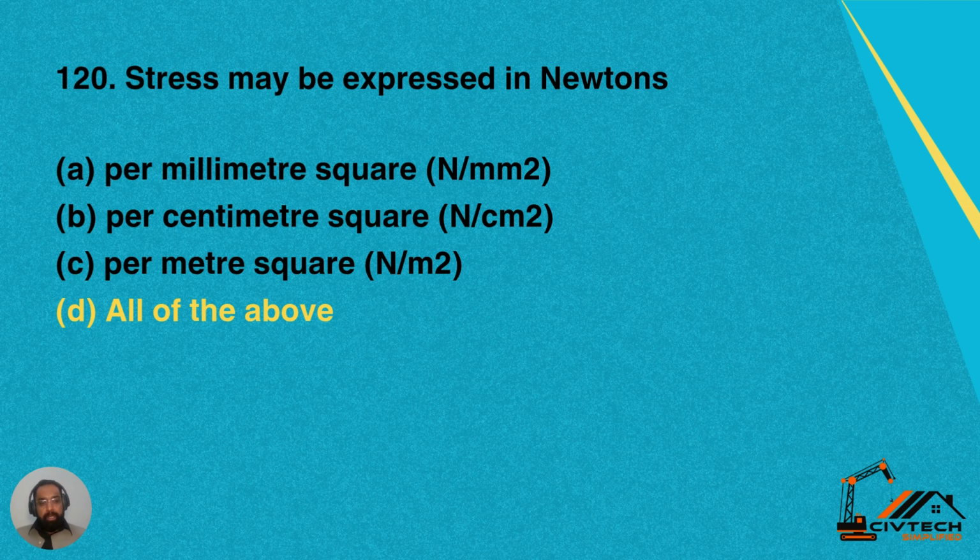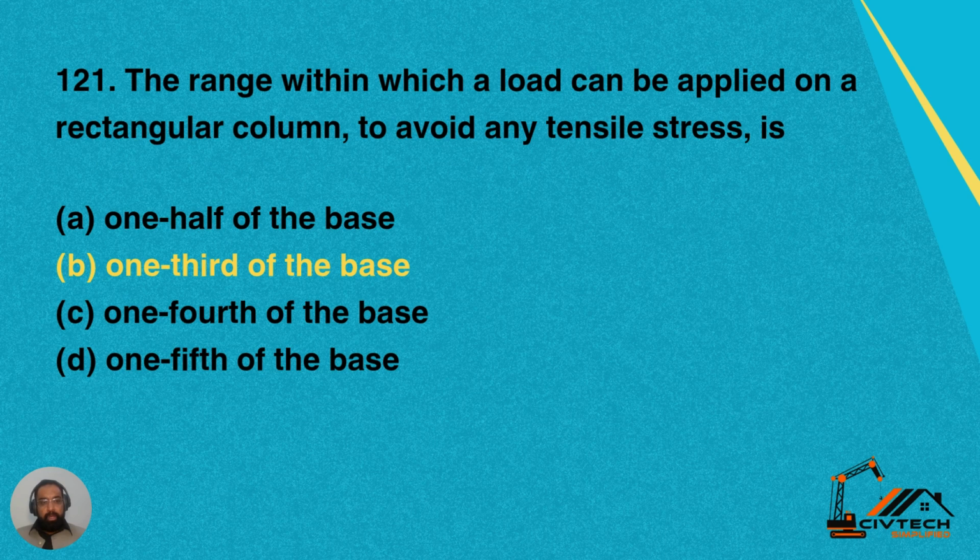120. Stress may be expressed in newtons. Option A, per millimeter square. Option B, per centimeter square. Option C, per meter square. D, all of the above. So yes, all these are correct. Stress may be expressed in Newton per mm square, or Newton per centimeter square, or Newton per meter square. So D is the correct option for this question.